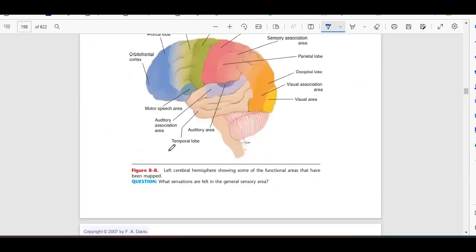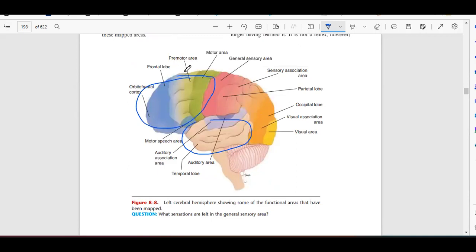What does the temporal lobe have? The temporal lobe has the auditory area first, and it has the olfactory area, the auditory association area, and a recalling capacity area. So these are the four highly important functions done by the temporal lobe. Okay, this is the temporal lobe. Frontal lobe: motor, premotor area and orbitofrontal cortex area.